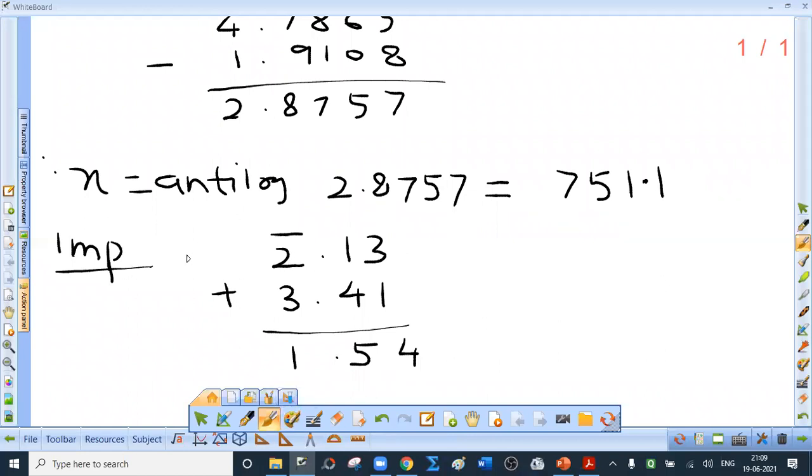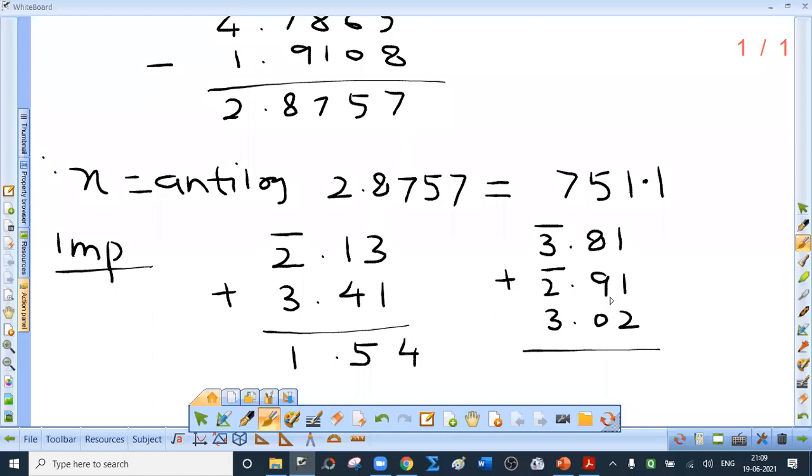Is that clear? One more. Or in fact, I will write bar 3.81 plus bar 2.91 plus 3.02. Okay, now addition as it is. Addition is comparatively easy. 1 plus 1, 2. 2 plus 2, 4. Now 8 plus 9, 17. 17 plus 0, 17. We write 7 here, 1 carry.